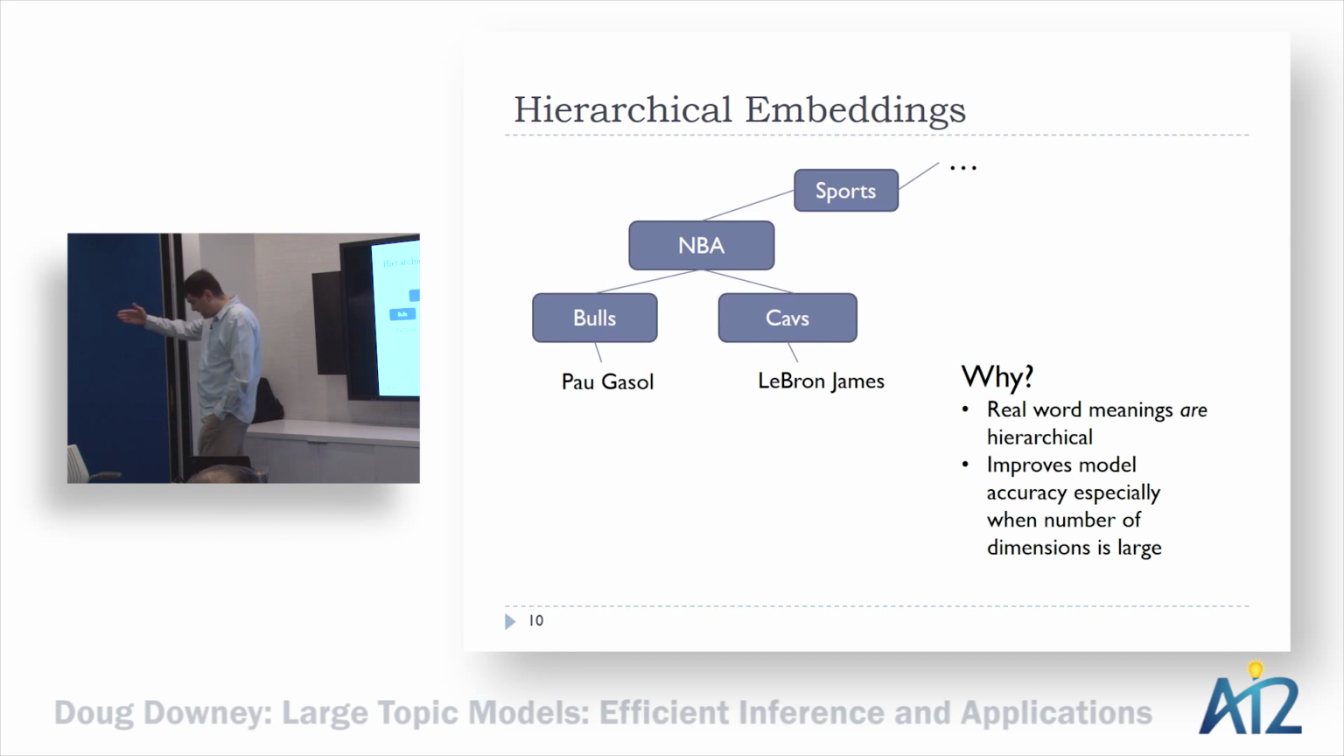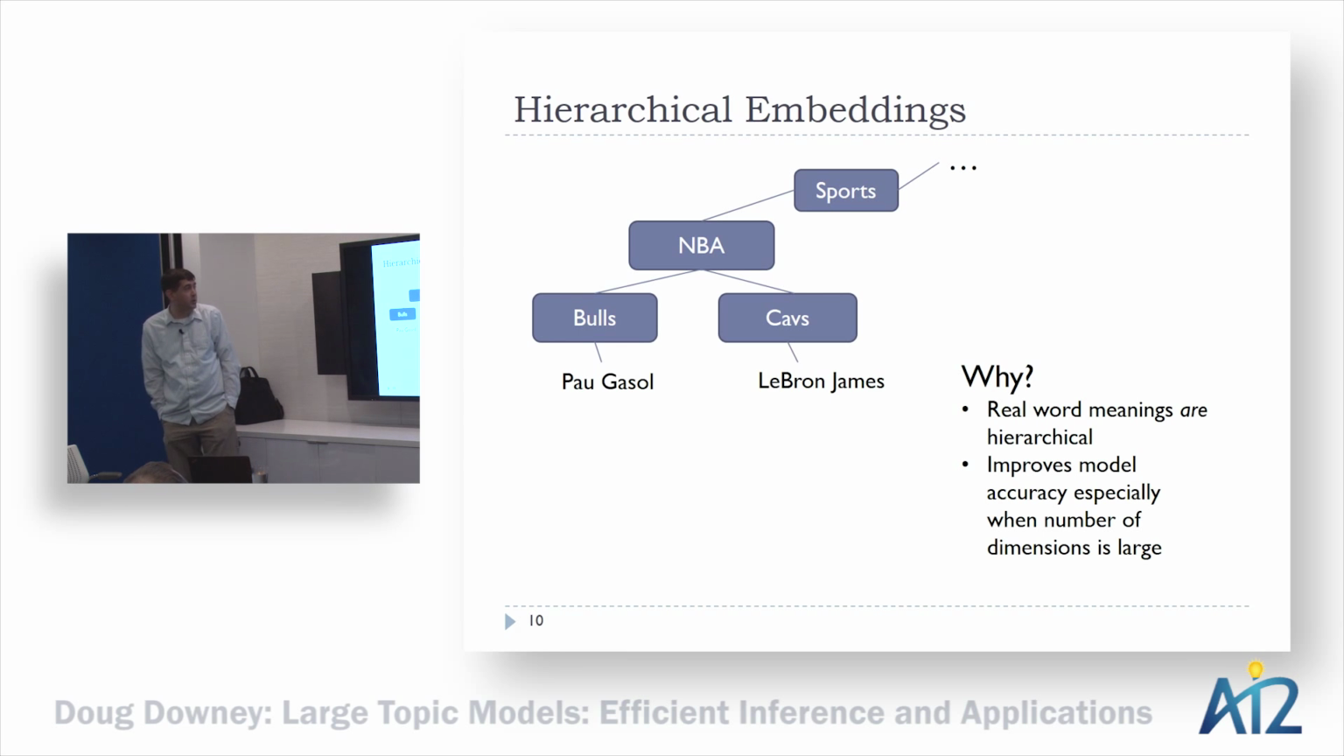All right, so this is the incremental step that we're taking in terms of the formalization of the learned embeddings. We're going to learn hierarchical ones instead. So instead of thinking of a large set of exchangeable dimensions, we're going to think of all of these dimensions as being part of a large hierarchy, and I'll show you exactly how that works in a second. But the basic intuition is that Pau Gasol is going to map to the Bulls topic or Bulls dimension, and that's going to be a sub-concept of NBA, which is a sub-concept of sports and so on.